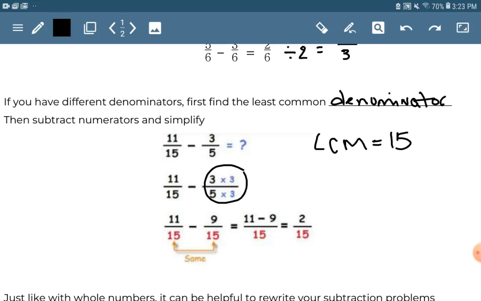To turn a 5 into a 15, you have to multiply by 3. Whatever you do to one side, you do to the other. So you're multiplying by 3 on the top and the bottom, which is how they are getting that 9/15. 3 times 3 is 9, and 5 times 3 is 15. Our new problem is now 11/15 minus 9/15. Since our denominators are the same, we can go ahead and subtract our numerators. 11 minus 9 is 2, and that's how we get our answer of 2/15.